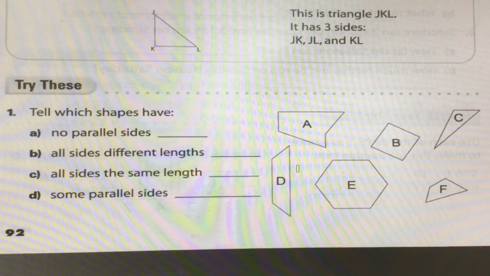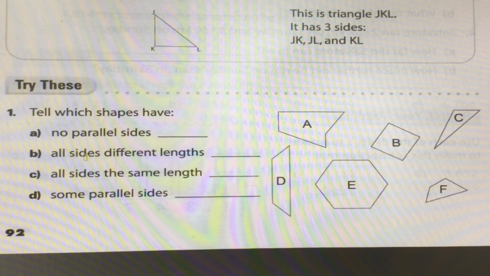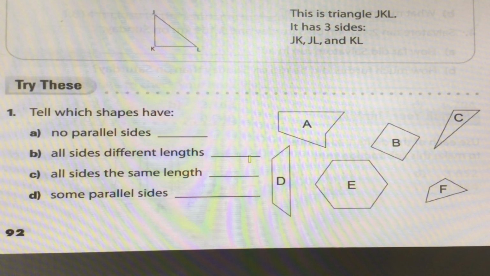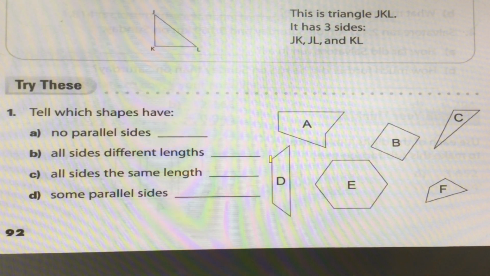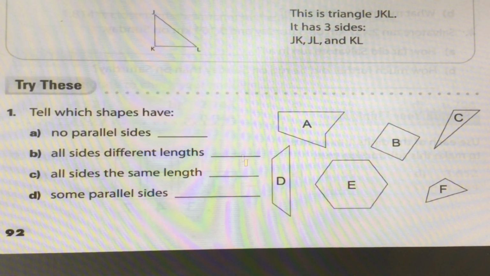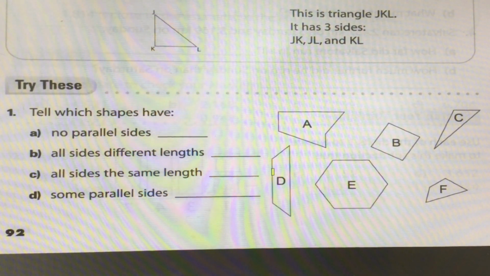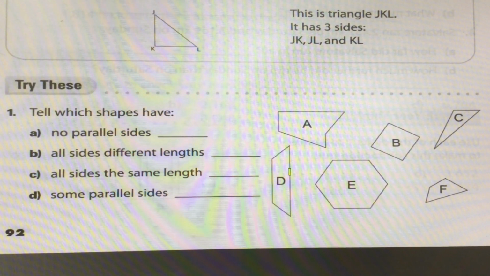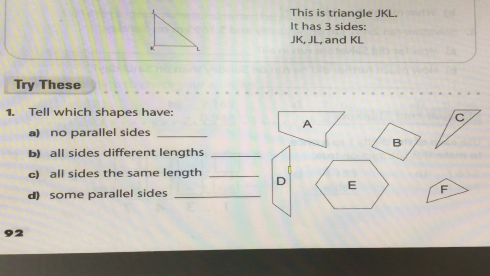It says, now we're using these attributes to talk about things like parallel sides, side lengths, that kind of thing. So it says, tell which shapes have no parallel sides. So if we take a look at it, in D, you'd look at these and go, parallel sides. So I would say, okay, take a look at first one here, parallel sides. This one has parallel sides. That side and that side are parallel. So the kids have actually drawn in those arrows. In this case, so no parallel sides, the D doesn't work.